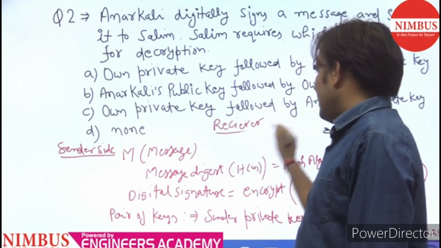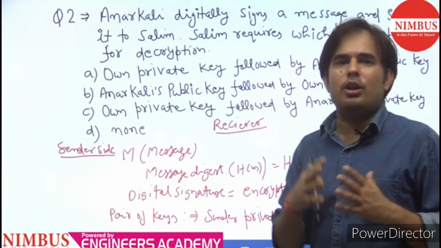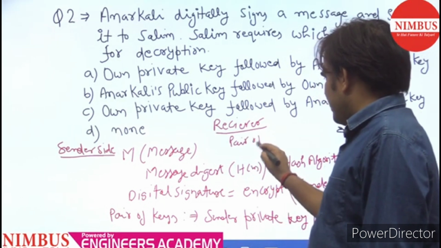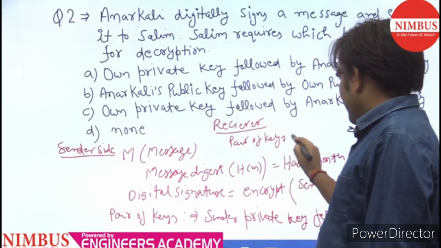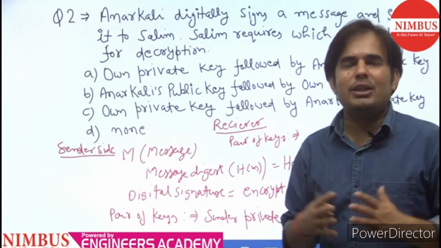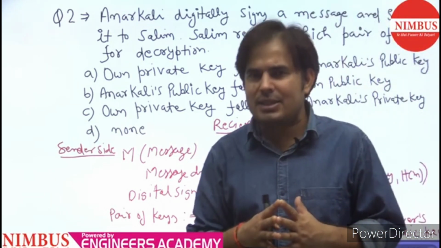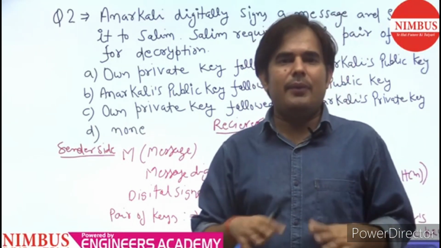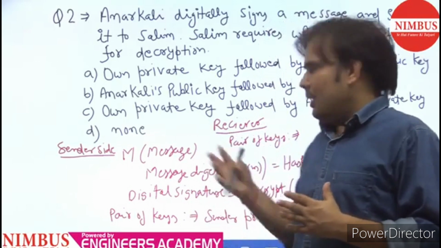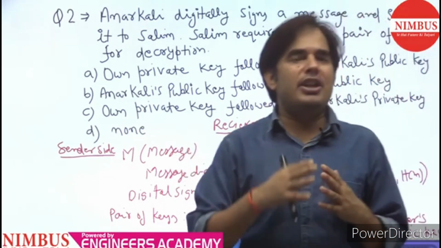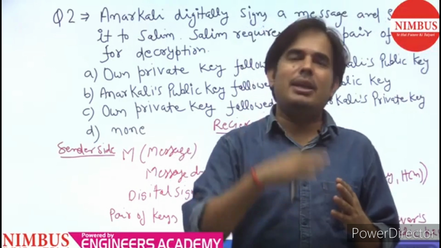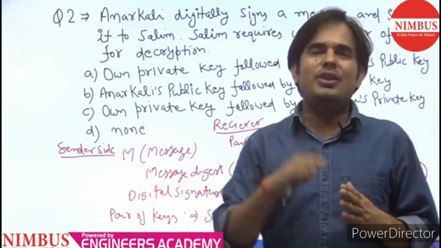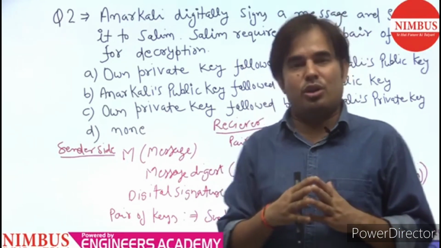So at the receiver side, for decryption, you also need a pair of keys. To decrypt the message and get the original message, the receiver needs its own private key, followed by the sender's public key for the verification, that is, to check whether the message is coming from a valid source, from the intended sender or not.